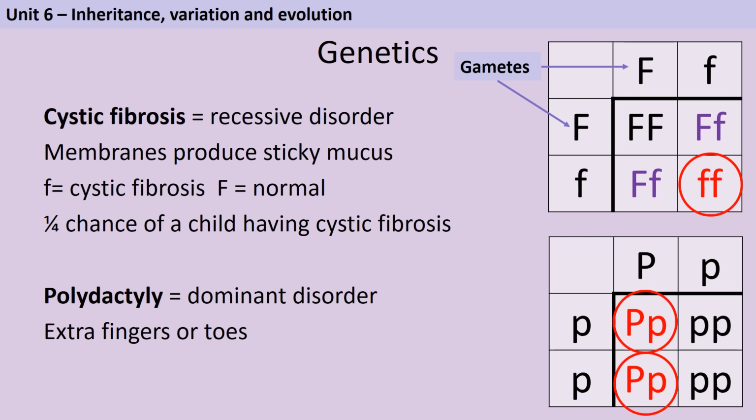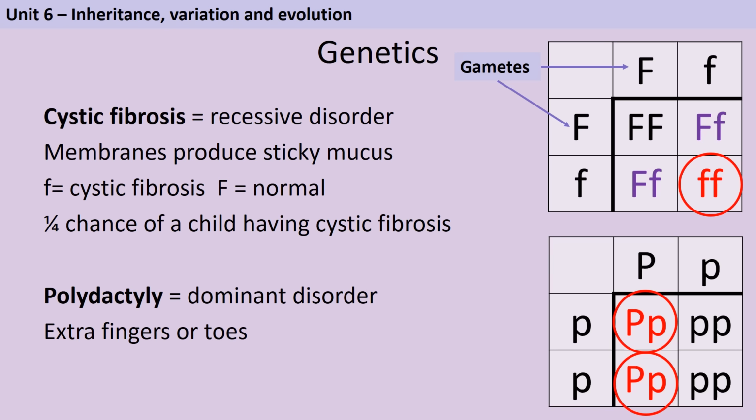At the top and down the left-hand side of the Punnett square, we've got boxes which represent the gametes. So here we've got two parents who are both heterozygous, and so half of their gametes are carrying the dominant allele and half of their gametes are carrying the lowercase allele. And then you're filling in the boxes so that each box contains the letter that's above it and the letter that's to the left.